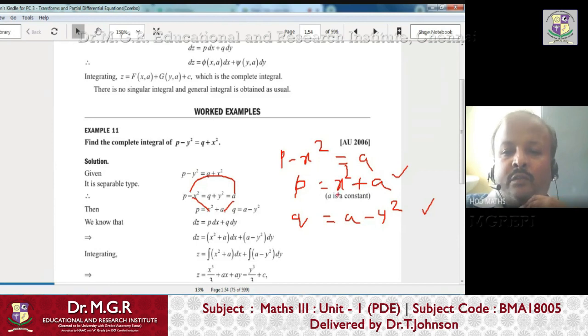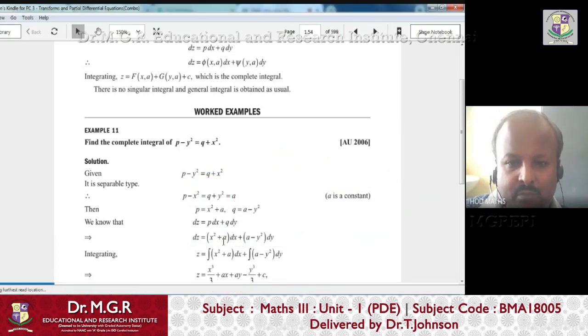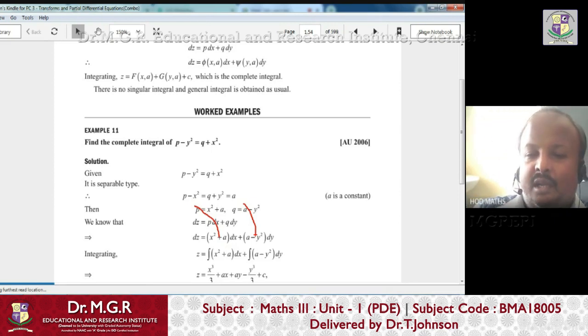Now once you find the P value and the Q value, do whatever I told for type 3: dz equals P dx plus Q dy. In place of P, you can substitute this, and in place of Q, you can substitute that. So dz equals P dx plus Q dy. But now, luckily, we have X with the dx and Y with the dy, so directly we can integrate.